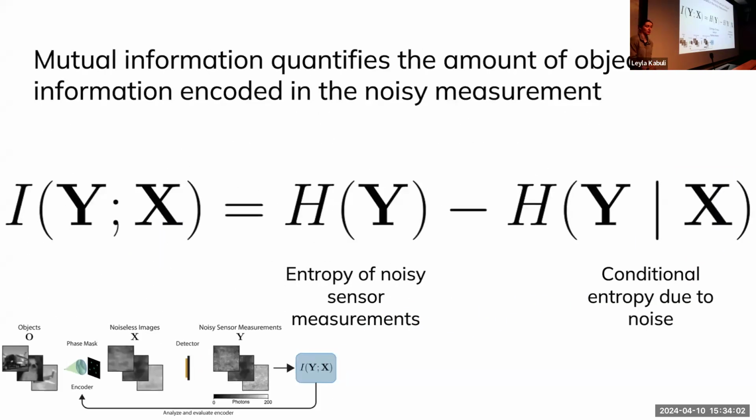So mutual information quantifies the amount of object information that's encoded in the measurement, and I can evaluate and compare my encoders by doing this. But the question is, how do we compute this weird term?